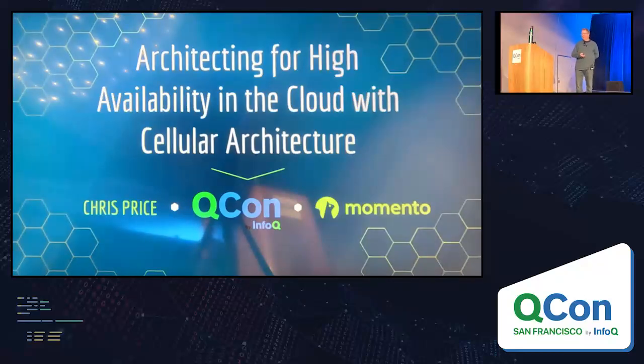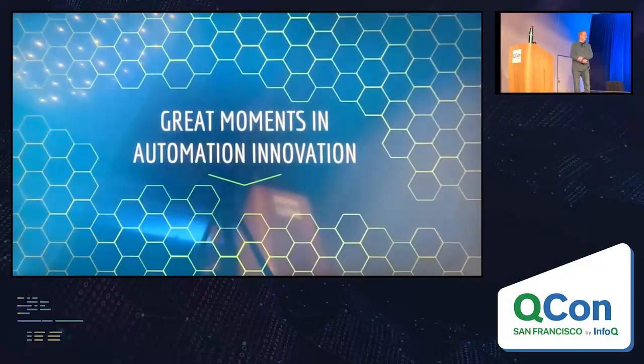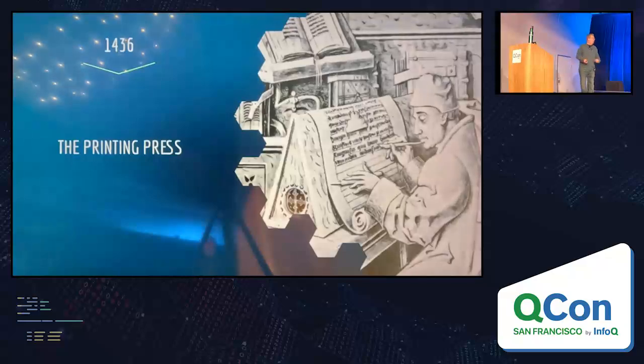I am going to be talking about cellular architecture in the cloud, but I want to do a little divergence first and talk about automation. So a quick little tour through some history of automation.